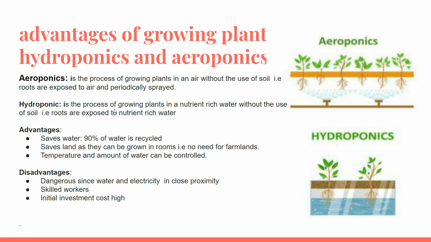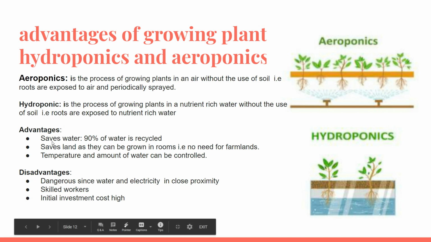Now, why did the scientists make these aeroponic and hydroponic plants? That's because due to growing urbanization, there was little land left for farms and agriculture. So aeroponic and hydroponic plants, since they do not require a lot of space, can easily be grown in rooms. So that's why they came up with aeroponic and hydroponic plants.